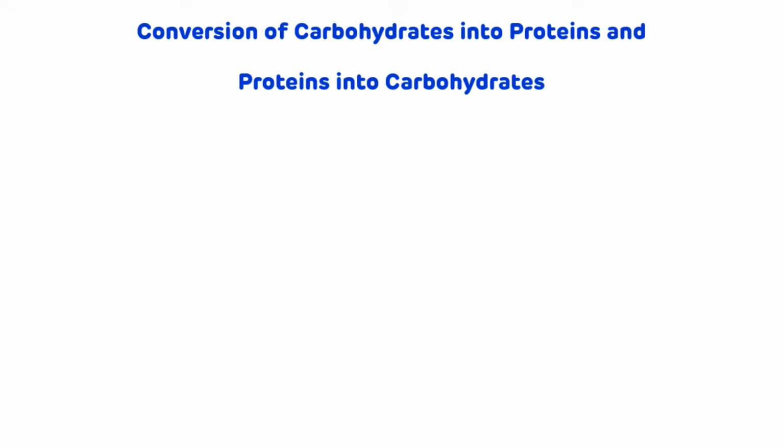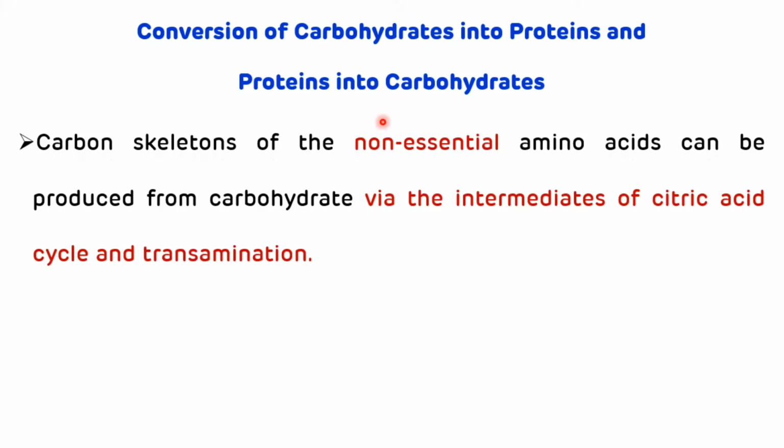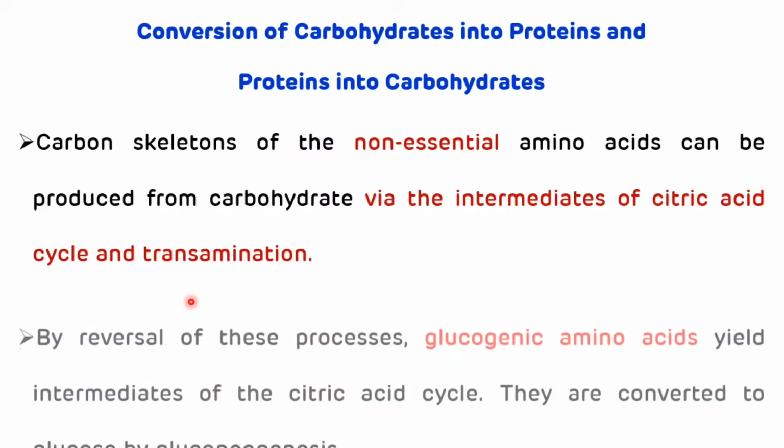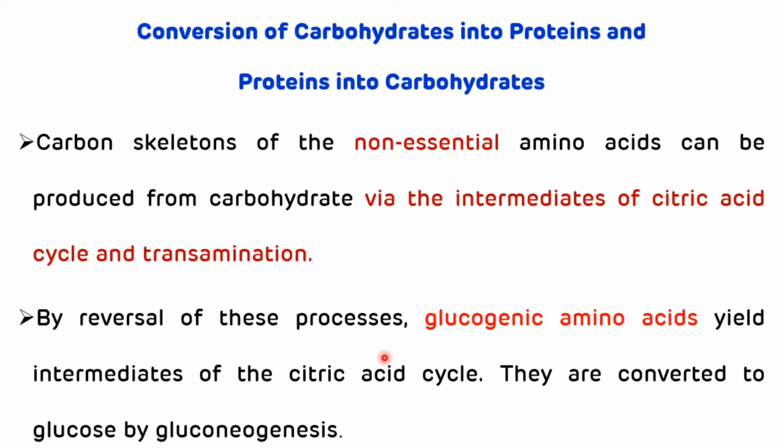Now we will see conversion of carbohydrates into proteins and proteins into carbohydrates. Carbon skeletons of non-essential amino acids can be produced from carbohydrate via the intermediates of the citric acid cycle and transamination, that is, transfer of amino group. By reversal of these processes, glucogenic amino acids yield intermediates of the citric acid cycle. They are converted to glucose by gluconeogenesis.